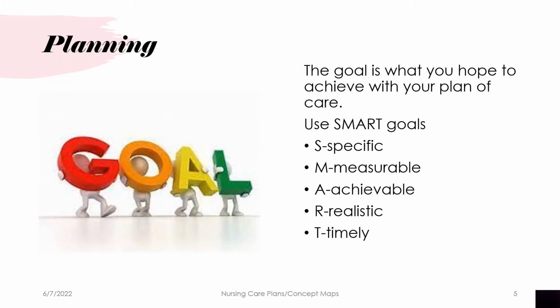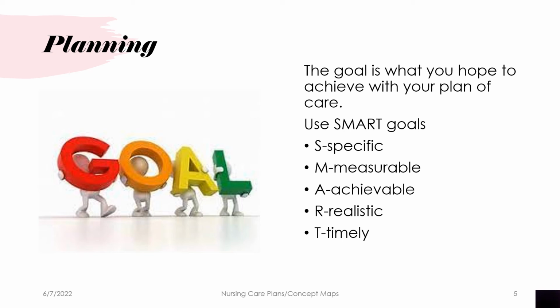Planning. The goal is what you hope to achieve with your plan of care. Always use SMART options. S, specific, M, measurable, A, achievable, R, realistic, and T, timely. The reason you selected the diagnosis you chose is because you have an idea about how to address it. When you did your assessment, if you noticed the patient had trouble walking, you might have immediately thought altered mobility.